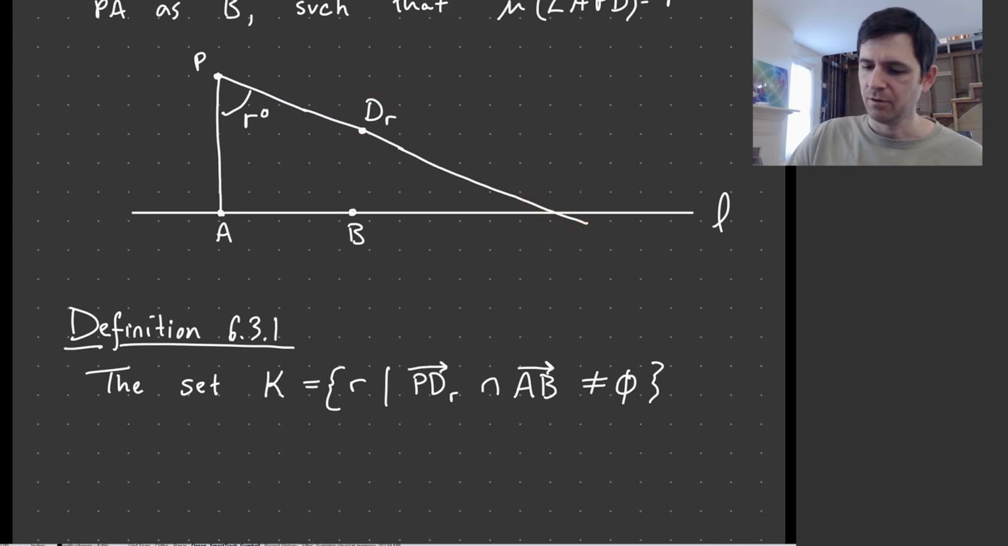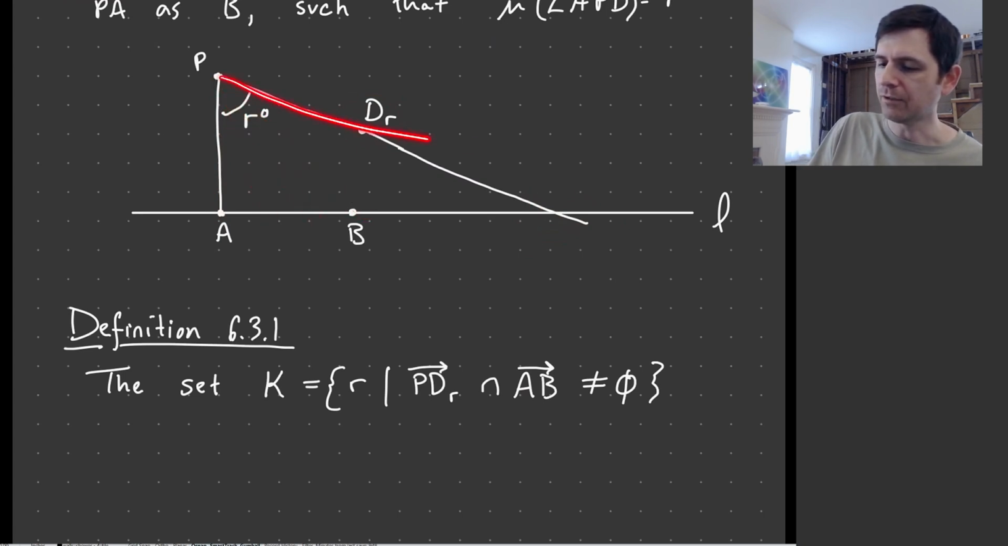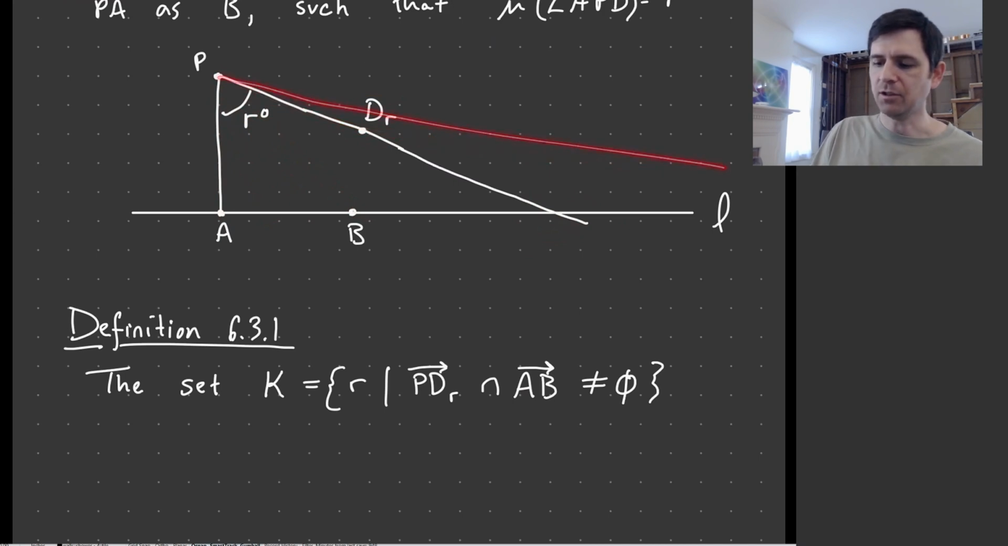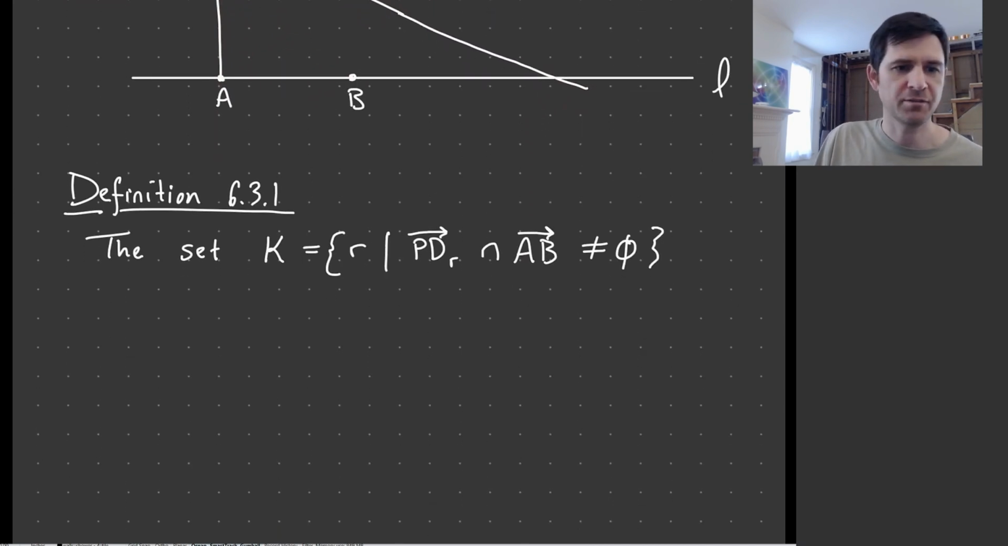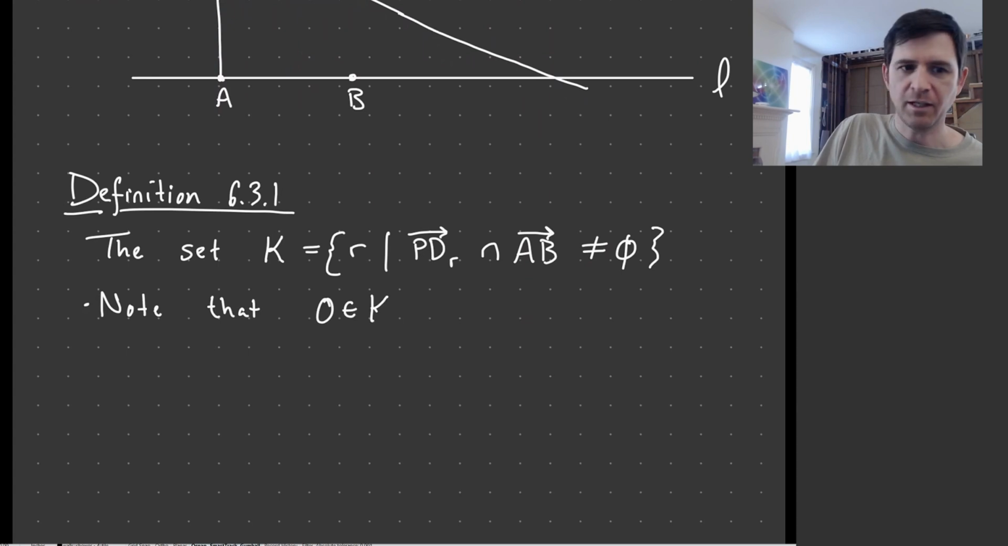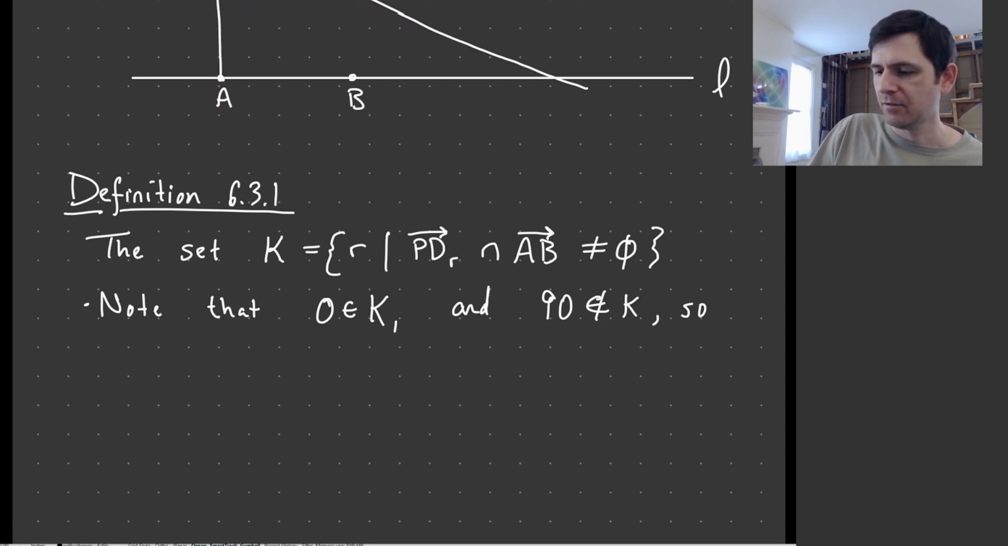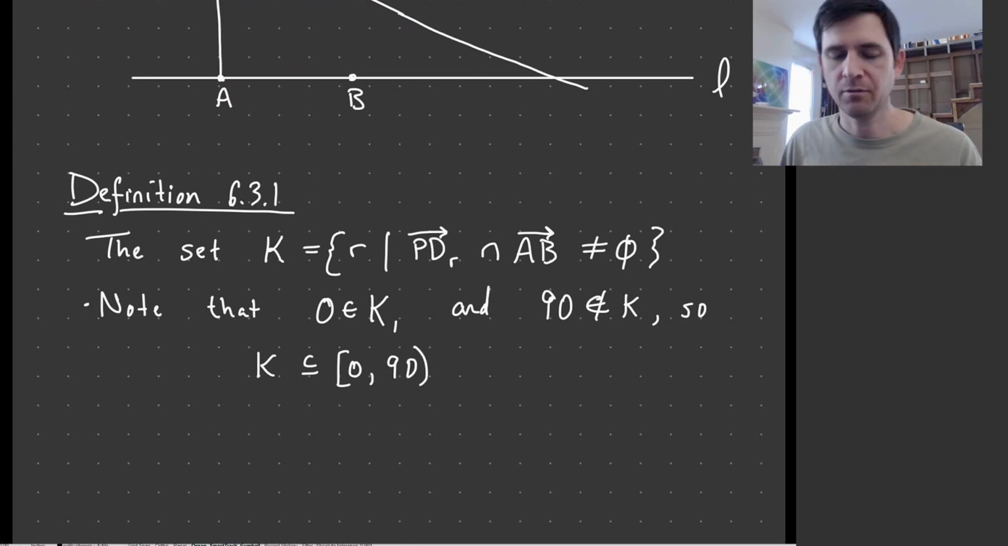Okay, so of course 0 is going to be in here, and there's going to be, of course, a lot of angles R, but at some point there's going to be lines that actually don't hit L. And that's the point of just defining this set. So as I said, note that 0 is in K. And we also know that 90 is not in K. So K has to be a subset of 0 to 90, where I don't include the endpoint 90.